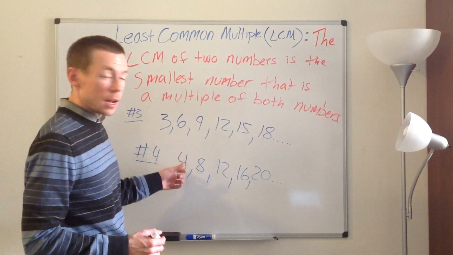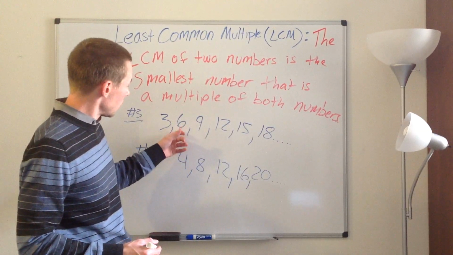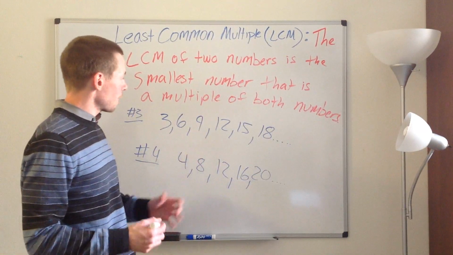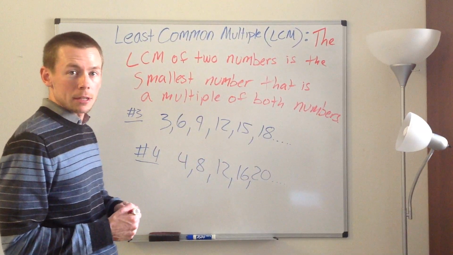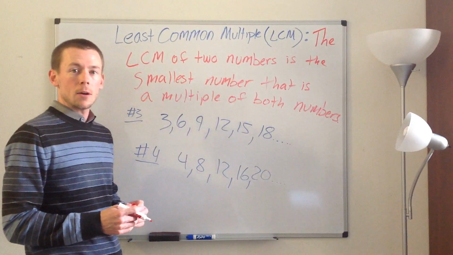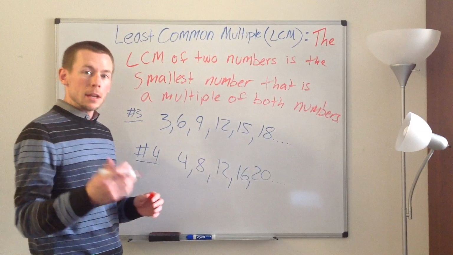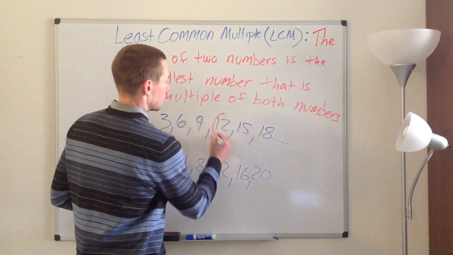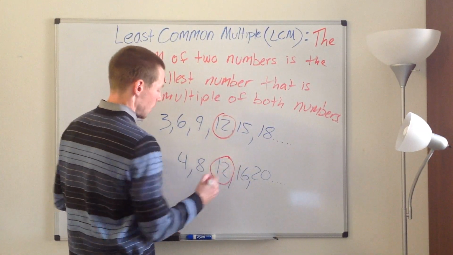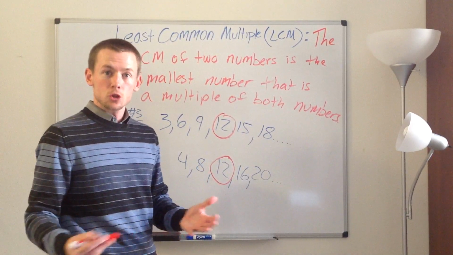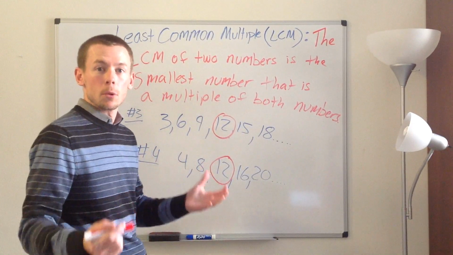Do they have 3 in common? No. 4? No. Only number 3 has a 6. So what is that first number that they both have in common? See if you can find it right now. Yeah, and the answer is 12. So the LCM of 3 and 4 is 12. Let's take a look at one more example.